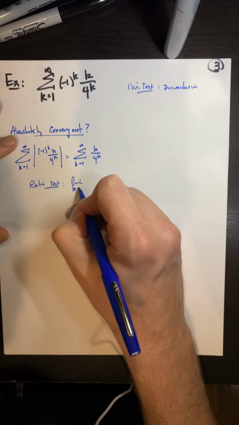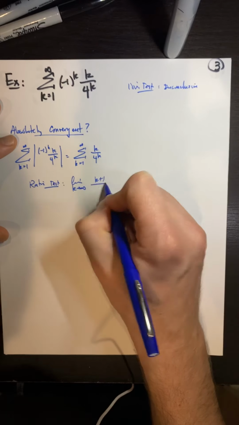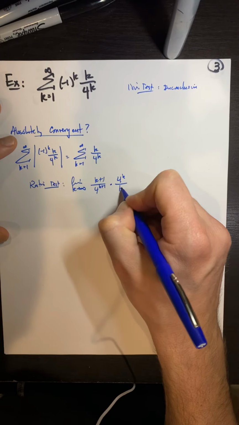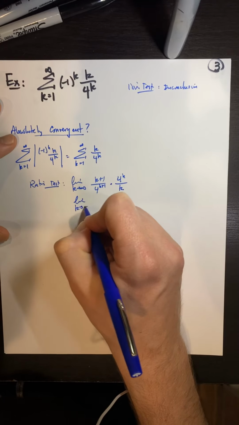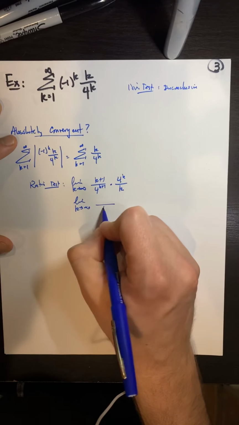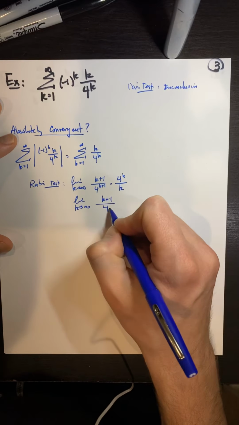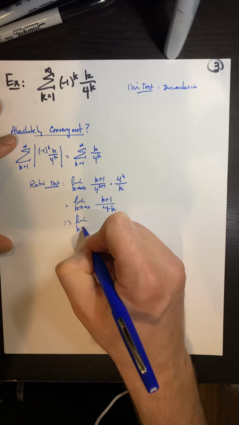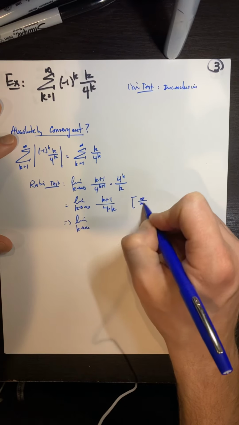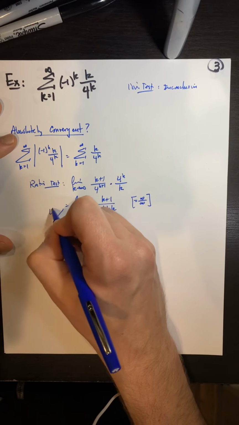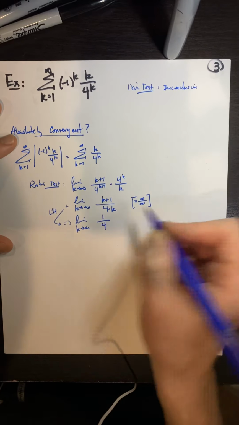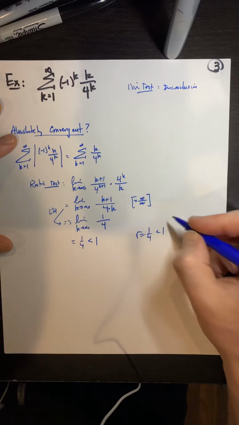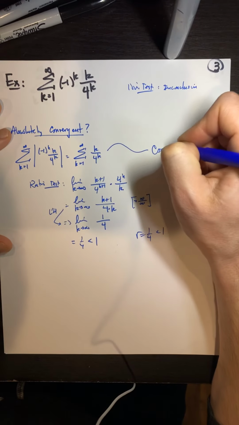So the limit as k goes to infinity of (k plus 1) over 4 to the k plus 1, times 4 to the k over k. So I get the limit as k goes to infinity. There'd be a 4 left over on the bottom. Up top I have a k plus 1, and there's also going to be a k in the bottom. So here I have the limit as k goes to infinity. Notice that this is infinity over infinity, so I'll do L'Hopital's rule. And I would get 1 over 4, and that ratio is less than 1. So since r is 1 over 4, which is less than 1, this series is convergent.